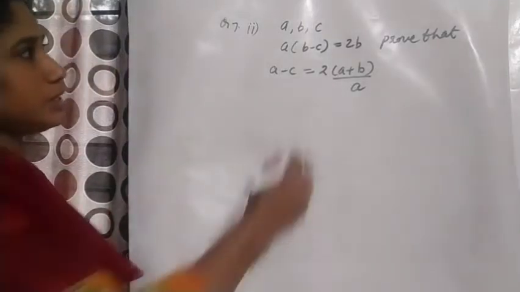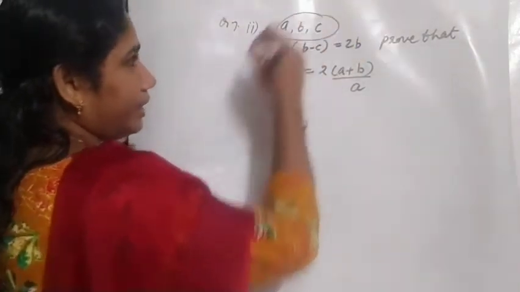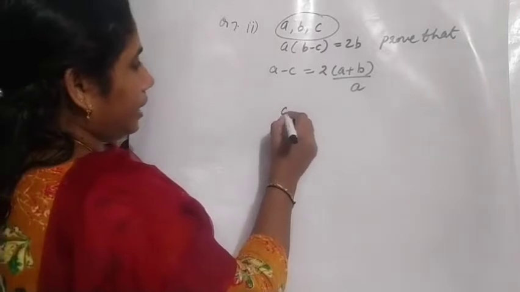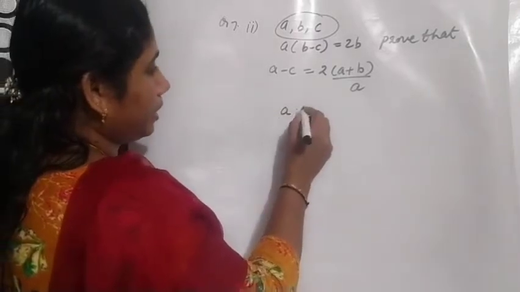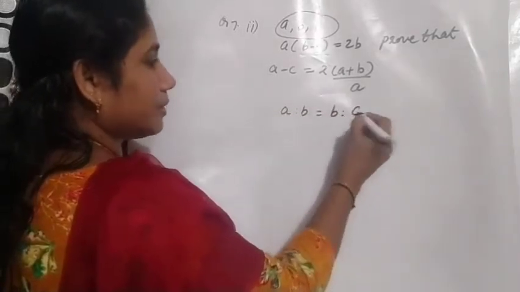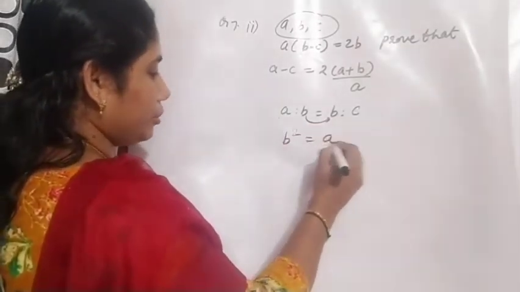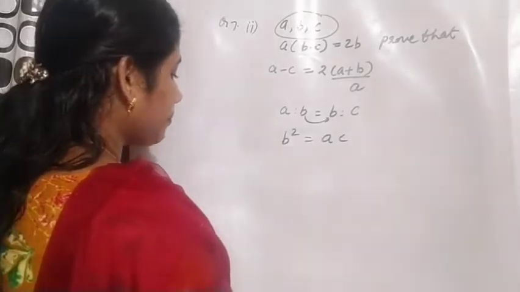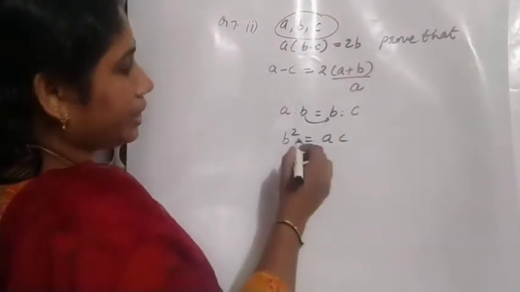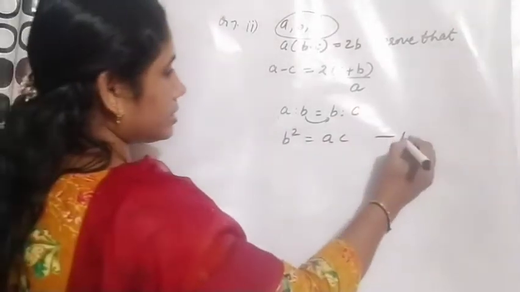Okay. First condition given is A, B, C are in continued proportion. So we can write A is to B equal B is to C. That means B square equal AC. We know that property. For a continuous proportion you can write B square equal to AC. This is the first condition.